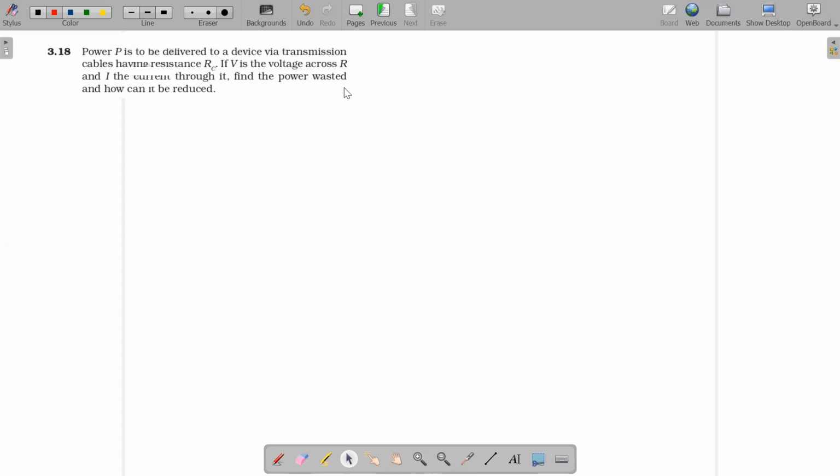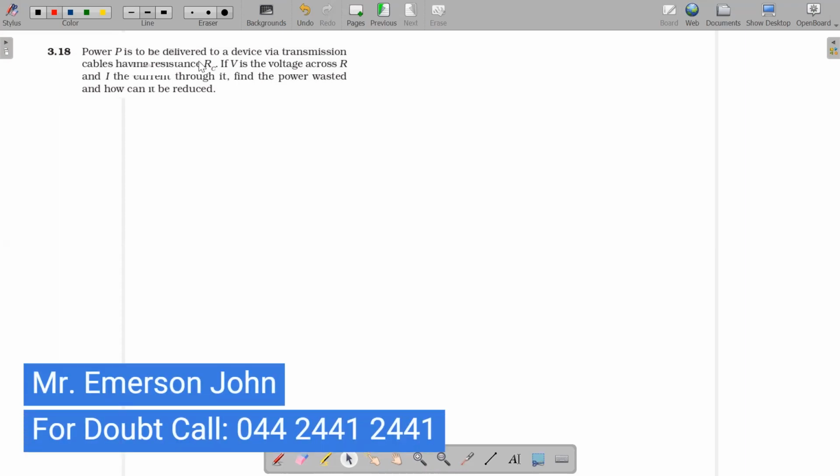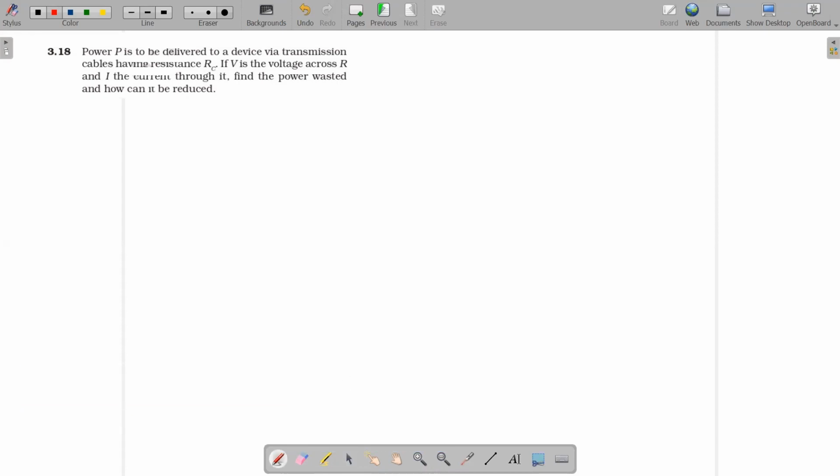Current electricity, 18th question. Power P is to be delivered to a device via a transmission cable having a resistance R_C. V is the voltage across it, R is the resistance, and I is the current through it. Find the power wasted and how it can be reduced.